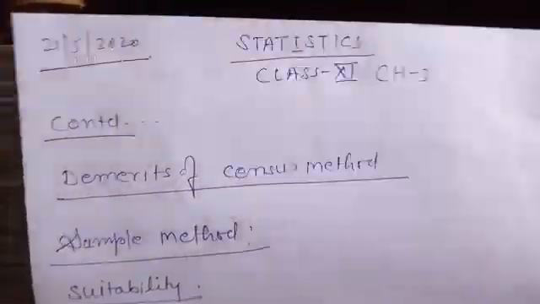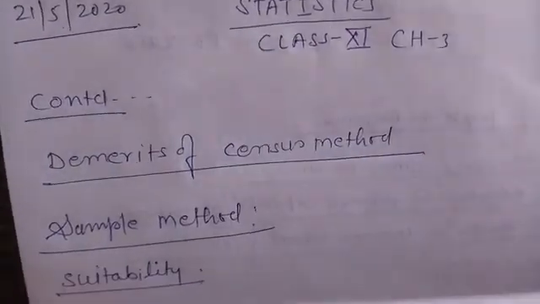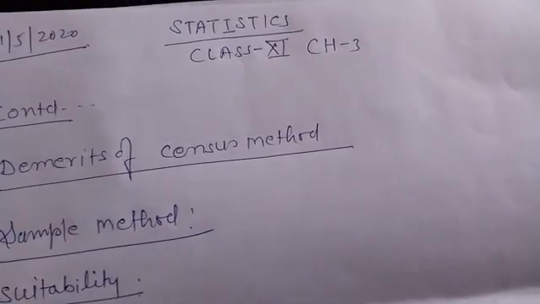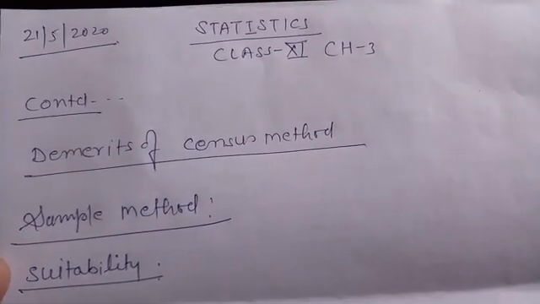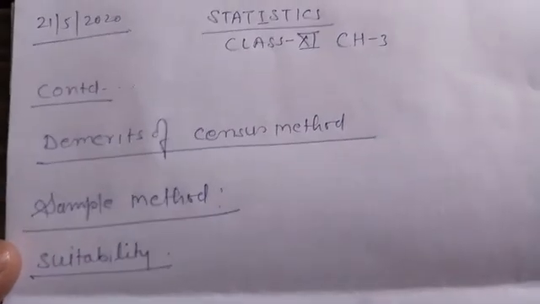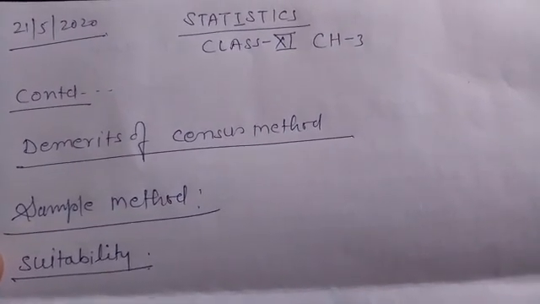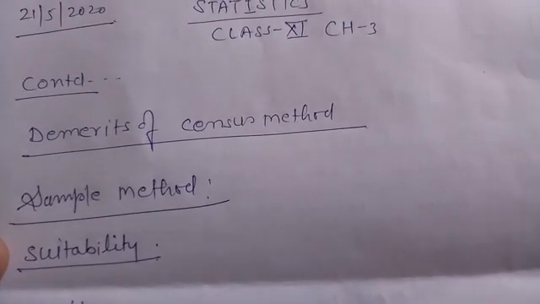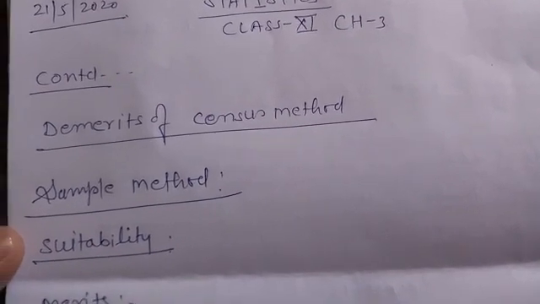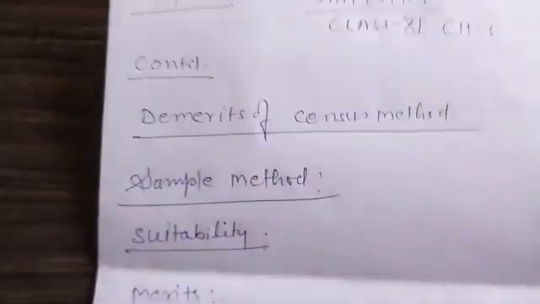Dear students, as you know, in the previous session we studied chapter number 3 of statistics, and the chapter name was the census and sample method of collection of data. Now we will continue our study with some more important content of the chapter. The first content is demerits of census method. So dear students, there are some demerits of census method, so we will know about it.